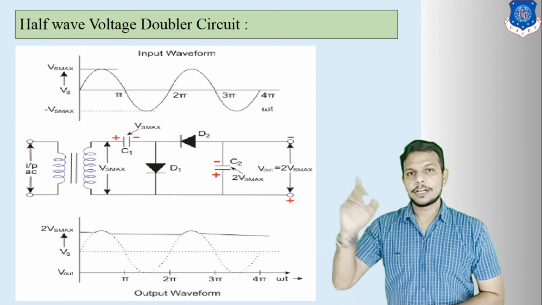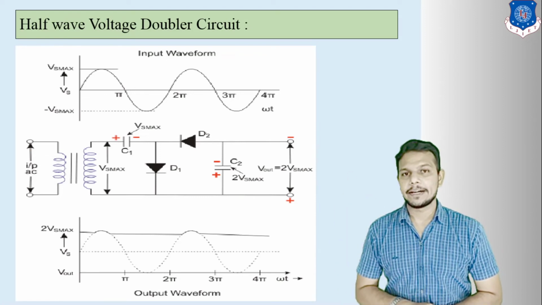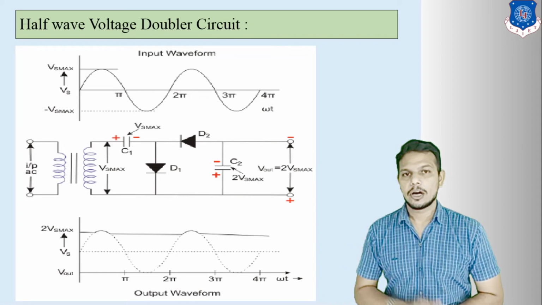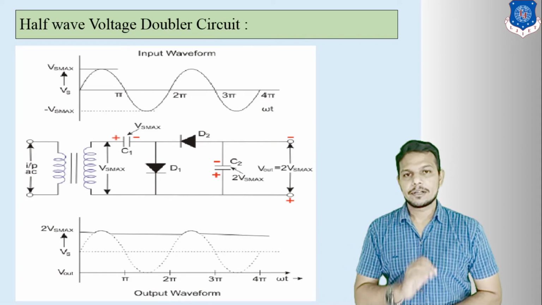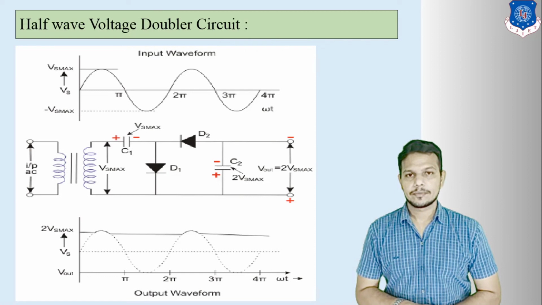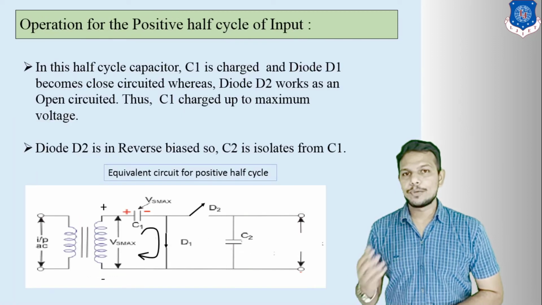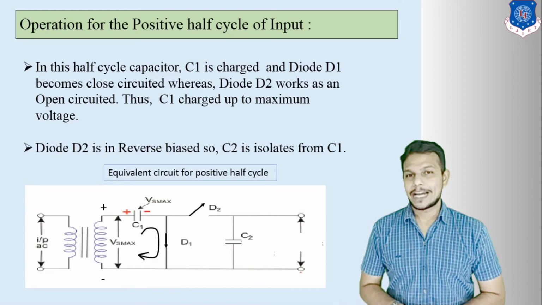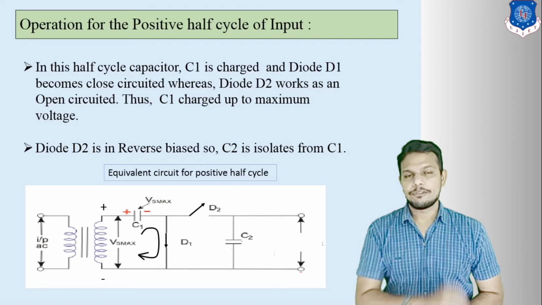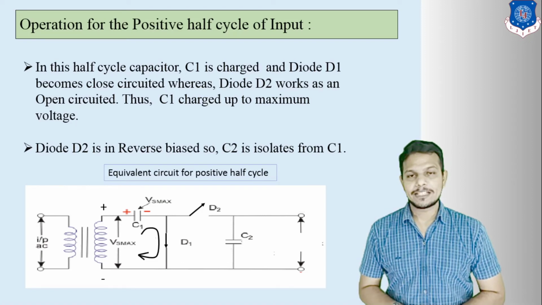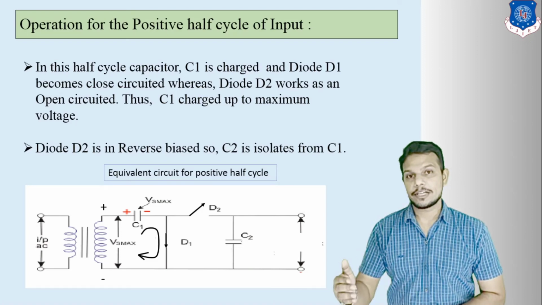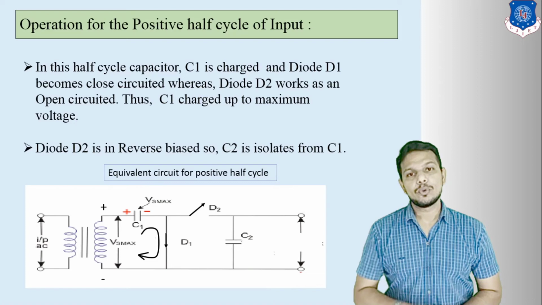Here diode D2 becomes open circuited, so current does not flow to the output side, or we can say the capacitor C2 side. Since diode D2 is reverse biased, C2 is isolated from C1. So your C1 becomes charged up to Vm voltage, that means the maximum input value, because we have discussed in the clamper that it is equal to Vm.